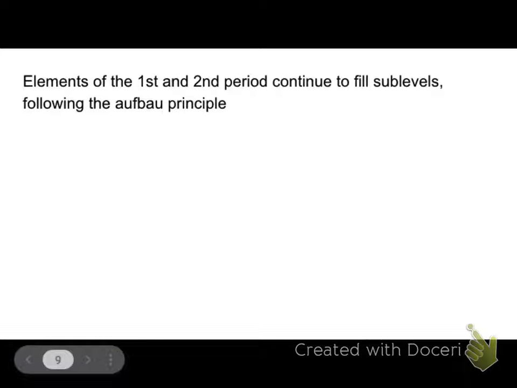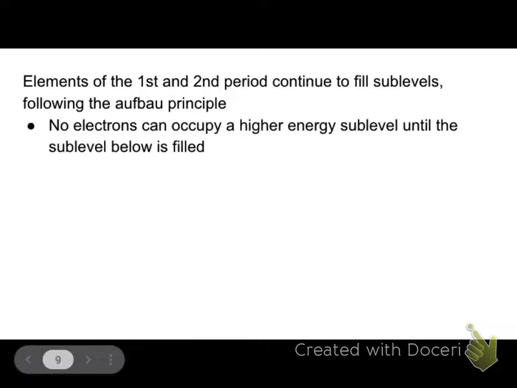Elements that are in the first and second period are going to continue to fill sublevels following the Aufbau principle, the Pauli exclusion principle, and Hund's rule. Okay? And it's because of those rules that we know that no electron is going to be able to occupy a higher energy sublevel until we fill the sublevel below it.